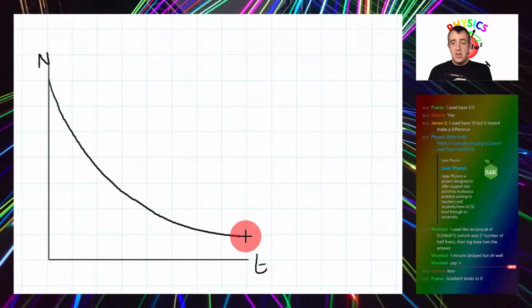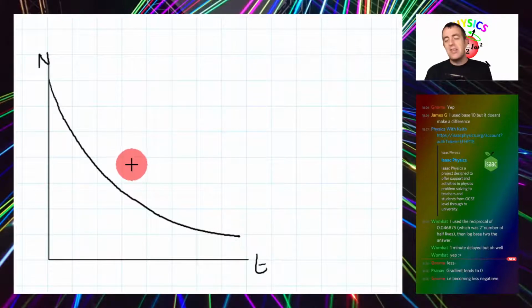You say it's decreasing. Tends towards 0. I like your answer, Pranav. Gnome says it's less, it's decreasing. But it's negative. Doesn't that mean it's increasing? The magnitude of the gradient is definitely decreasing, becoming less negative.